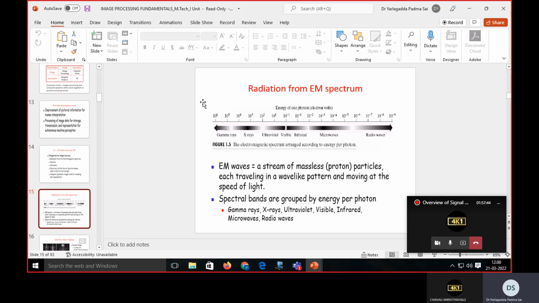You already know the electromagnetic spectrum. Maybe Sudha mentioned the spectrum. In image processing, the entire EM spectrum is used. In the medical field, most of these things are used, so we'll quickly see that. The EM spectrum has various applications.